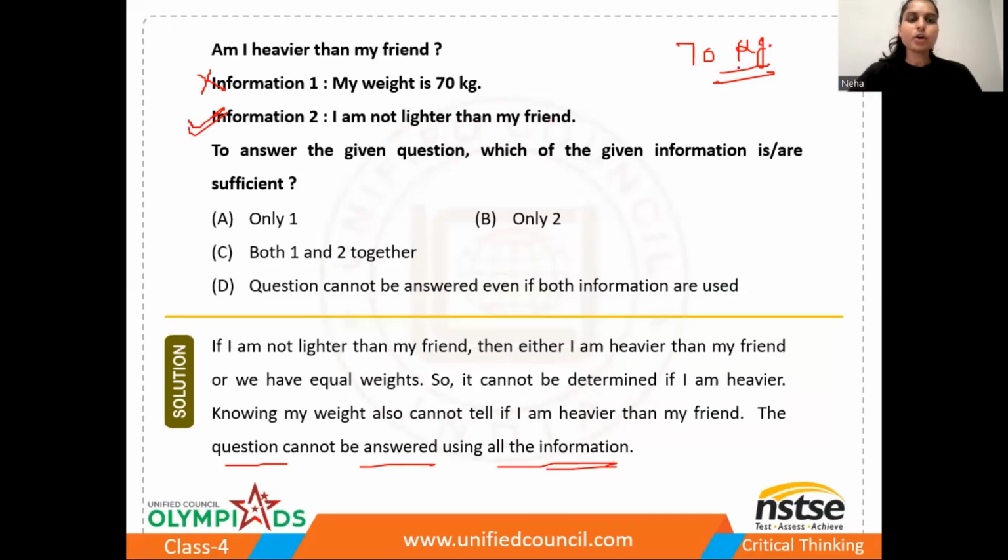I am not lighter than my friend. So if I am not lighter than my friend, then either I am heavier than my friend, or we can have equal weight. I can be heavier, but I can have equal weight also, right? And here only my weight is given, not my friend's weight. So I cannot compare. Both are not useful. We cannot give the answer. So the question cannot be answered even if both pieces of information are used. Correct?